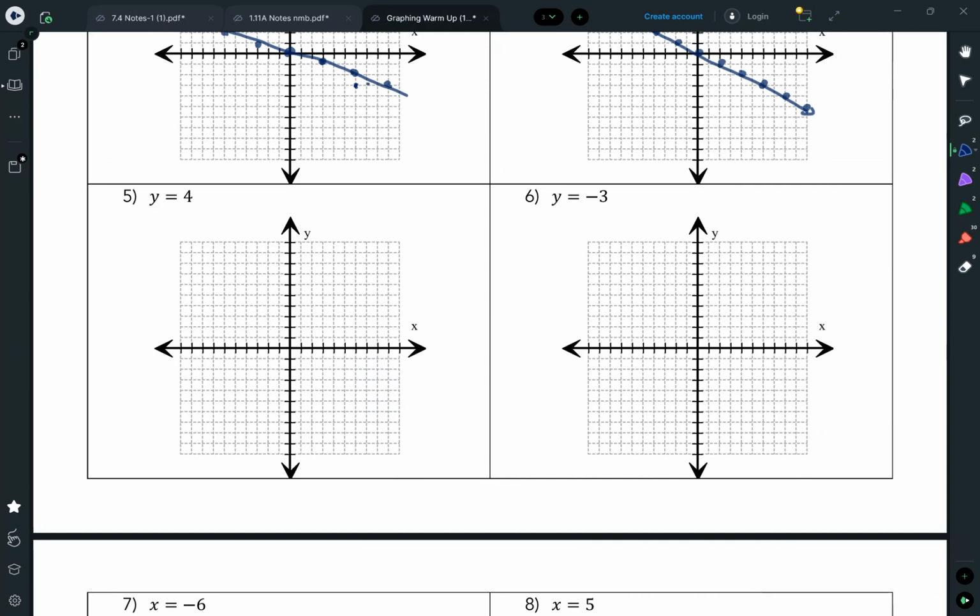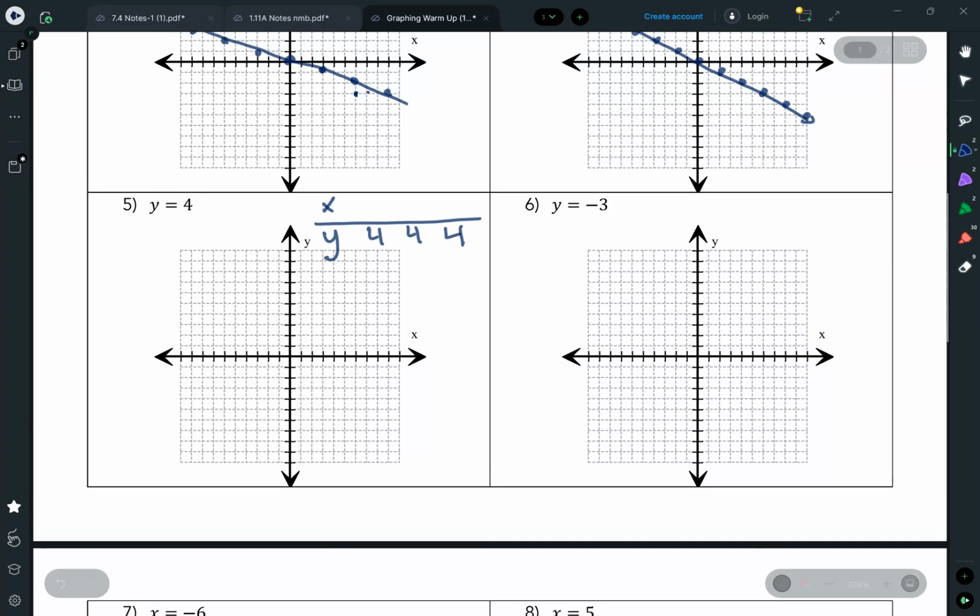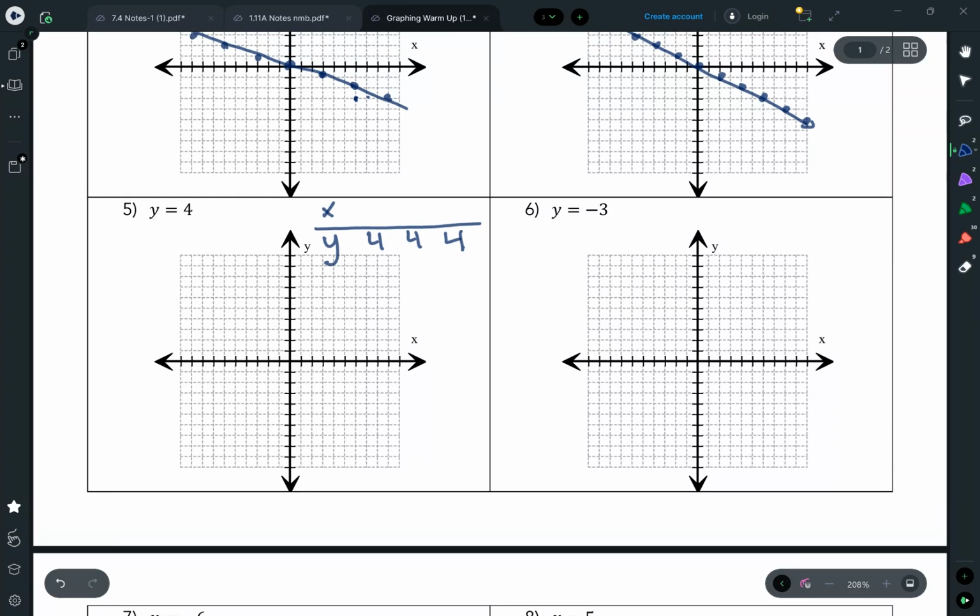So y equals 4. So a way to graph this is to make an xy table. This one's different. It's not in y equals mx plus b form. It says y is always 4, but it doesn't say anything about x. So I can make x be whatever I want. I'm going to pick 0, 1, 2. And so then I'm going to look at graphing these ordered pairs.